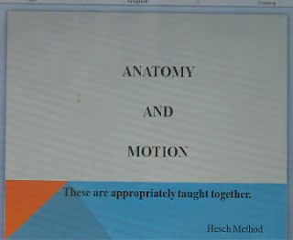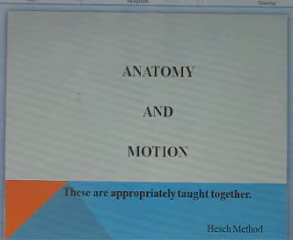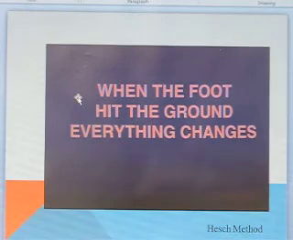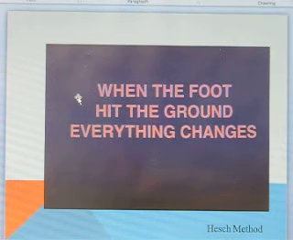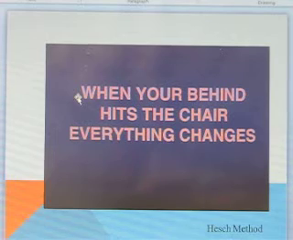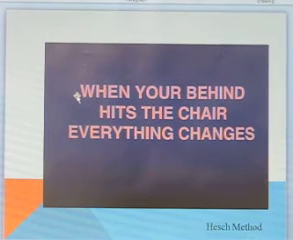And anatomy and motion are typically appropriately taught together. You may be familiar with a seminar and a biomechanical principle that when the foot hits the ground everything changes, and that's so very true. There is in fact a reflex in the subtalar joint that when motion occurs there, on heel strike, the upper cervical spine rotates in the same direction. Now, welcome to our seminar, which is when your behind hits the chair everything changes.